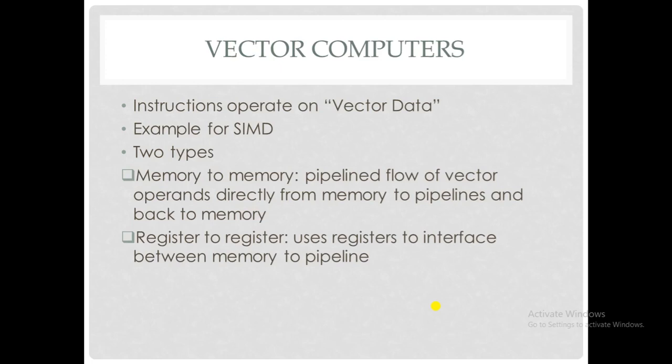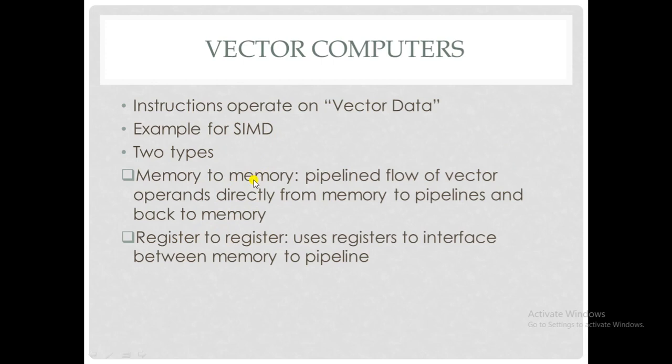Next one is the vector computers. It is a processor whose instructions operate on vector data. And the vector computers are the example for SIMD, that means single instruction stream over multiple data stream. There are two families in vector processors. First one is the memory to memory and second one is register to register.